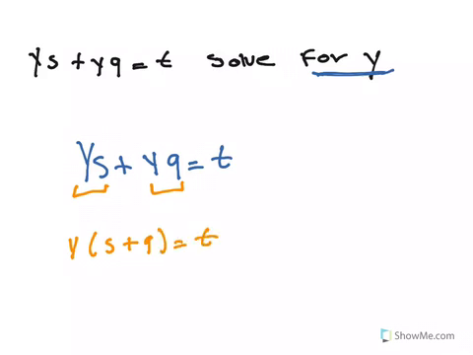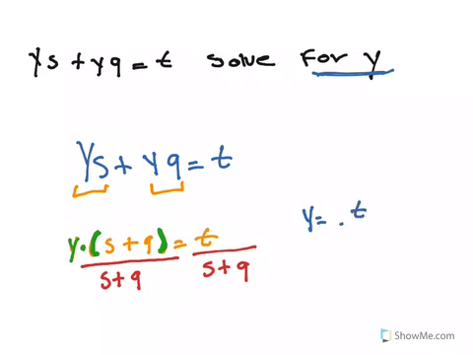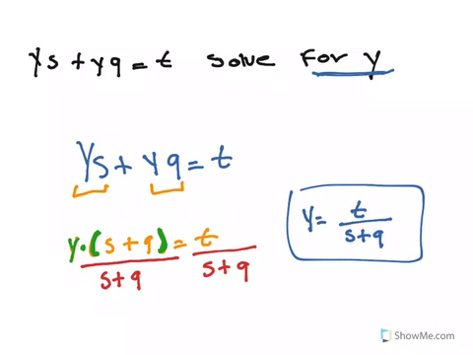Well, let's think about this. What is this y here doing with this parentheses? Well, they're multiplying. And what is the opposite of multiplication? It's division. So I'm going to divide by s plus q on both sides. Now, I am left with y equals t over s plus q. And that's my new equation. So, what I saw in common was the y. So I pull it out. What I was left over was the s and the q. That's what you have in here. Okay?